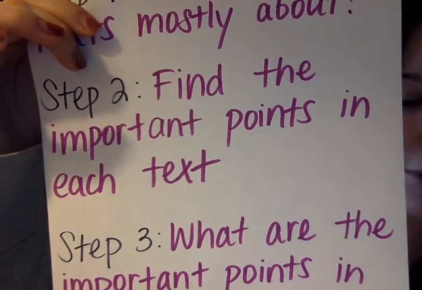Step 2, find the important points in each text. So as I described earlier, some of the important points from Abraham Lincoln is that Abraham Lincoln overcame many challenges as President of the United States to help end slavery. He was president during the Civil War and helped keep our country together. And he was an important person from history that fought injustice to help end slavery.